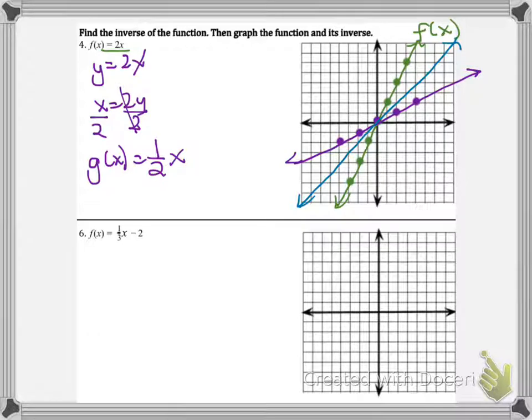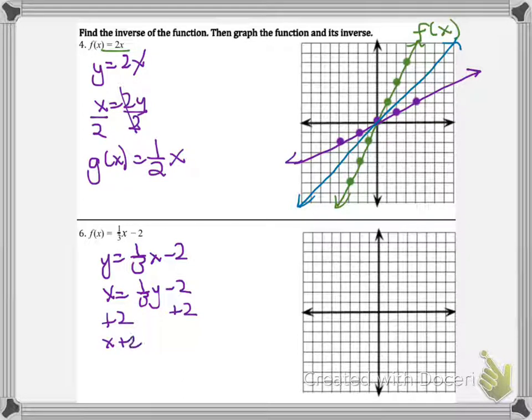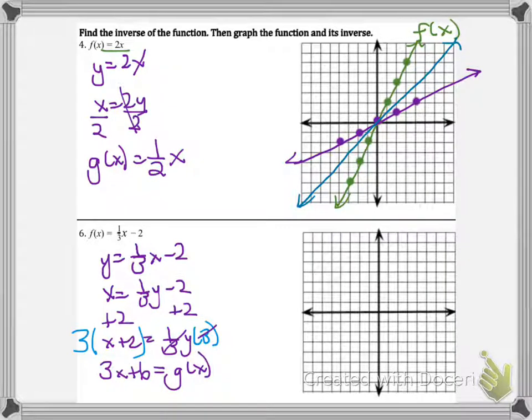Set it equal to y first. y equals 1/3 x minus 2. Switch the roles. x equals 1/3 y minus 2. And then solve for y. Add 2. x plus 2 equals 1/3 y. In order to clear the fraction, you're going to multiply both sides by 3. Make sure you distribute to both sides. And now you get 3x plus 6 equals y. I'm going to go ahead and change it right now to g of x.